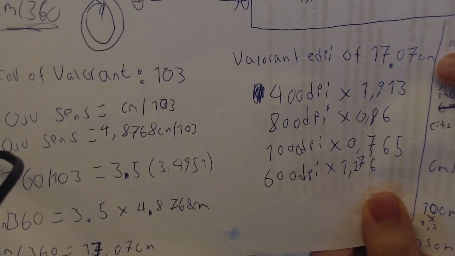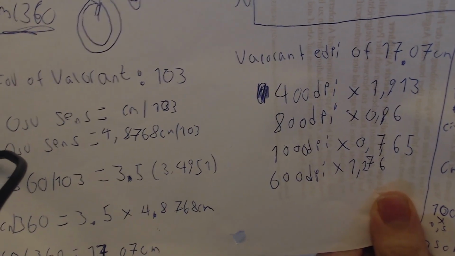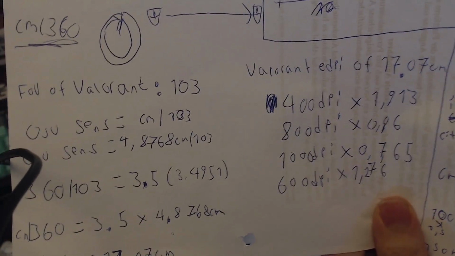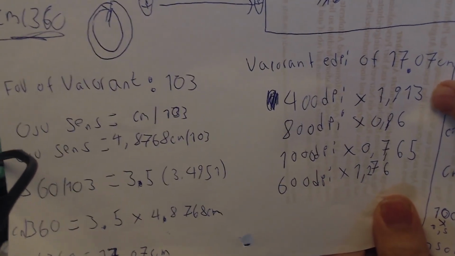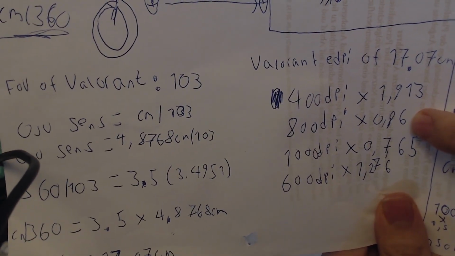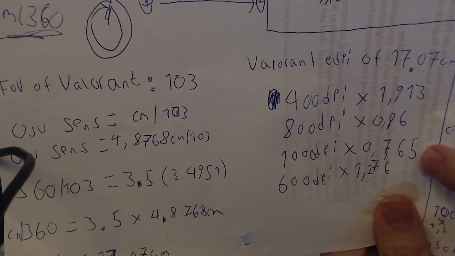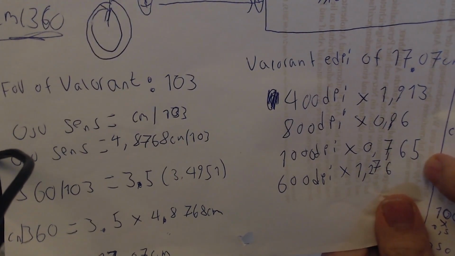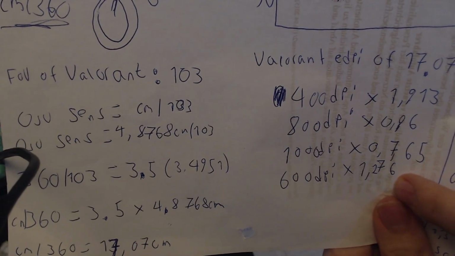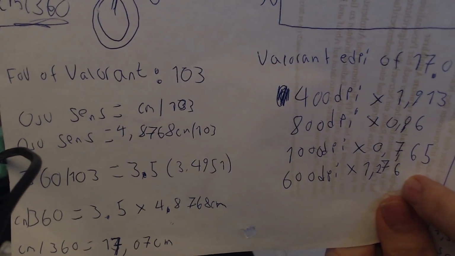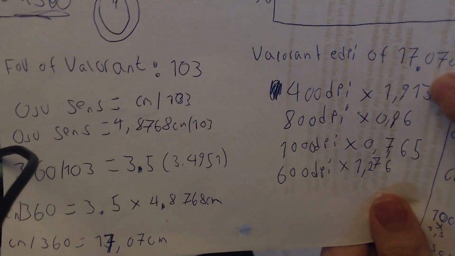So if you have an EDPI of 17.07 centimeters, here's how you can do that in Valorant. If you had 400 DPI, you put 1.9, 800 DPI, you put 0.96, 1000 DPI is 0.765, and at 600 DPI it's 1.276 sensitivity in Valorant, respectively, for each DPI.